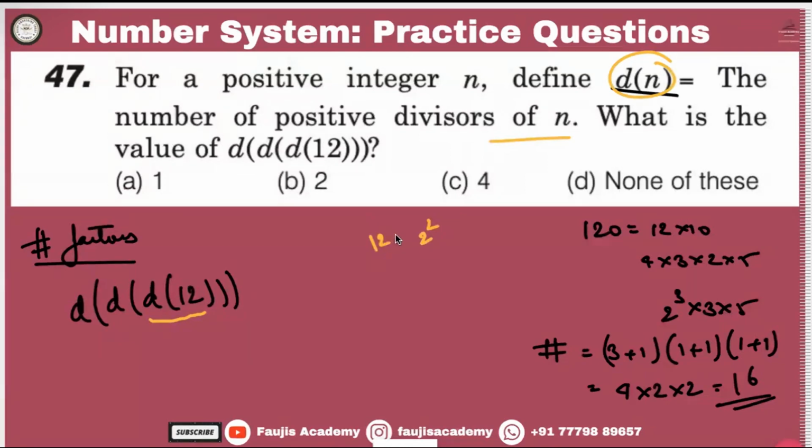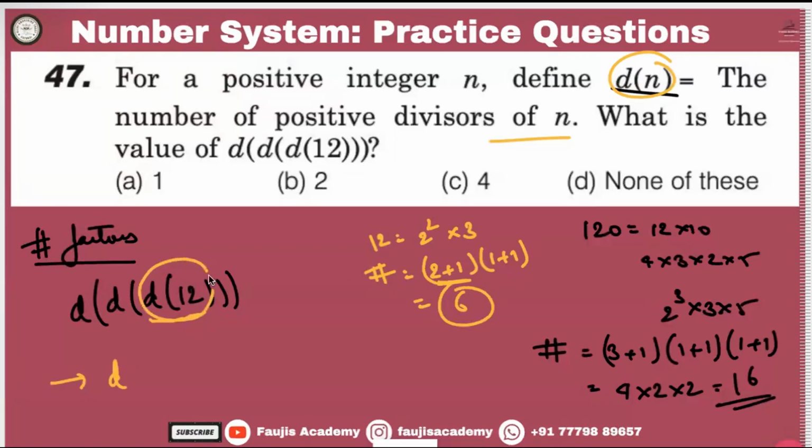12 can be written as 2 squared into 3, which gives (2 plus 1) into (1 plus 1). How many factors of 12? 6. So we have solved this one. Now d of 6. How many factors of 6 are there? 1, 2, 3, 6. 4 factors are there.